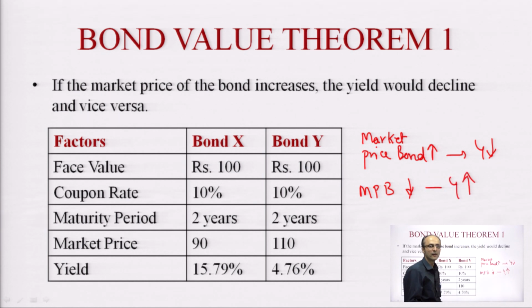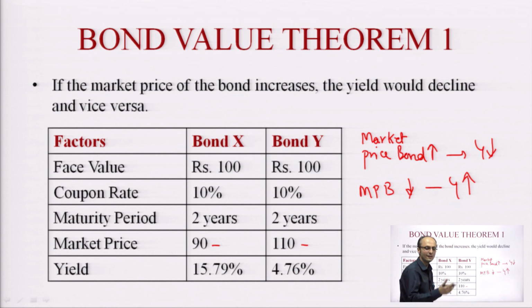Now, how can we understand this concept, this relationship between the market price of the bond and yield to maturity? See here, we have taken an example, we have bond X, we have bond Y. The face value of both the bonds is 100. Coupon rate, that is the interest rate, is also the same. Maturity period is also the same, 2 years and 2 years. Market price, currently this bond is trading at 90 and this bond is trading at 110.